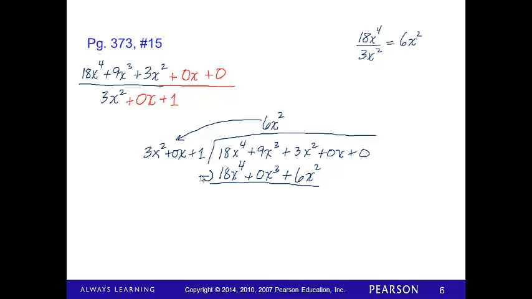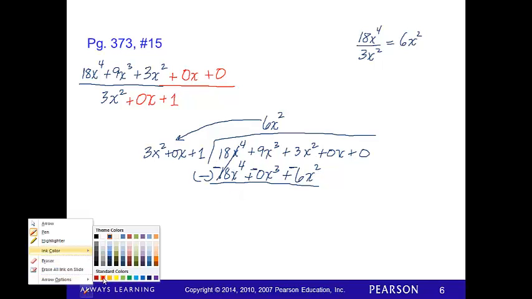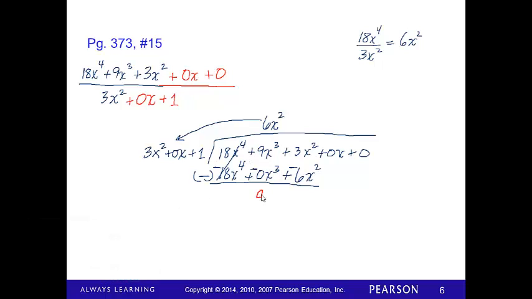Then we're going to subtract, which means 18 becomes negative, negative, and negative. These cancel. And now we have 9x to the 3rd power. 3 minus 6 is negative 3x squared. And then we'll bring down the next term, which was plus 0x. So now we have 9x to the 3rd power divided by 3x squared, which is just 3x.